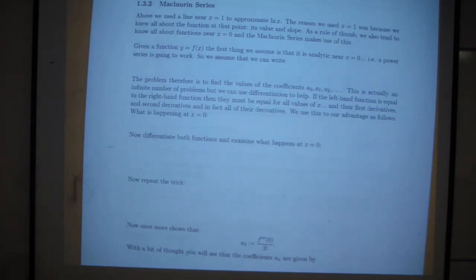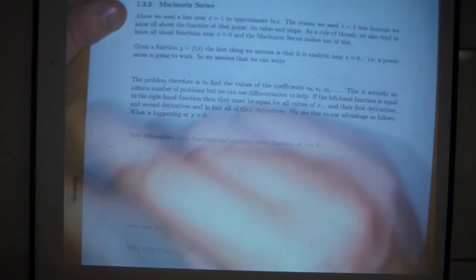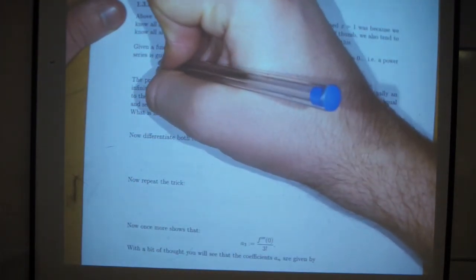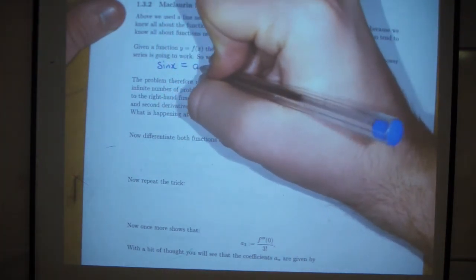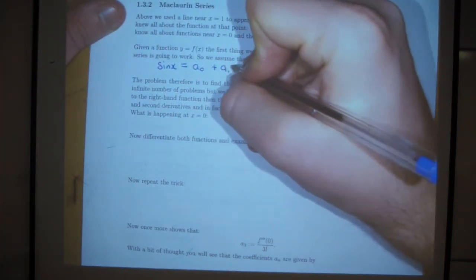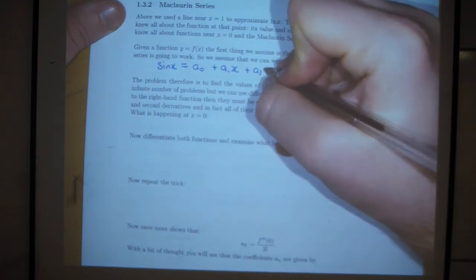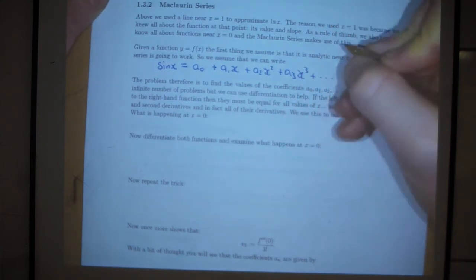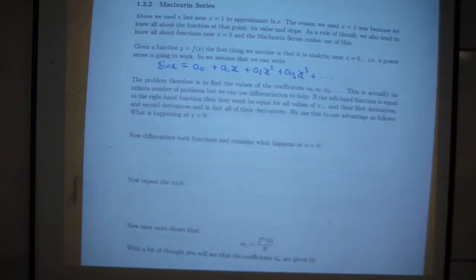So given a function f of x, now we're going to run with sine of x. So assume that sine of x is equal to a0 plus a1 x plus a2 x squared plus a3 x cubed and so on, and that's a little bit dodgy in itself, but you're engineers, so we don't have to worry about it. So the problem is I have to find out all these values, a0, a1, a2, a3. It's kind of a nightmare. It's actually infinitely many problems.